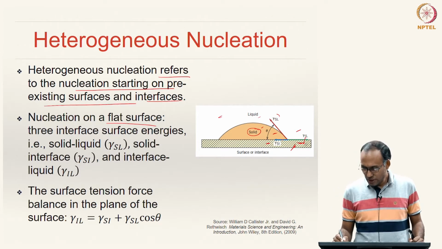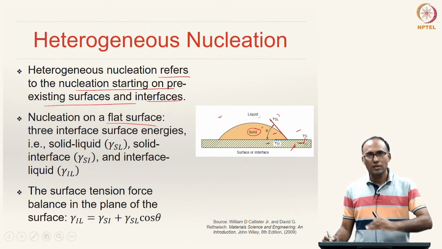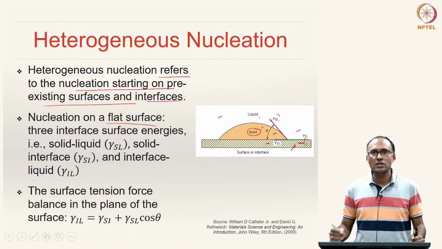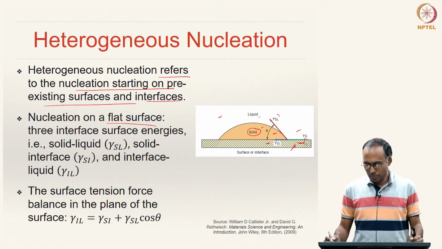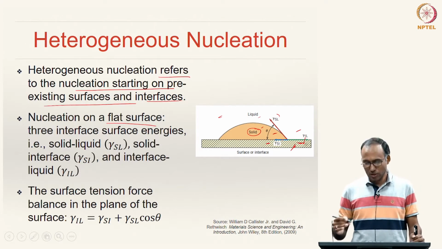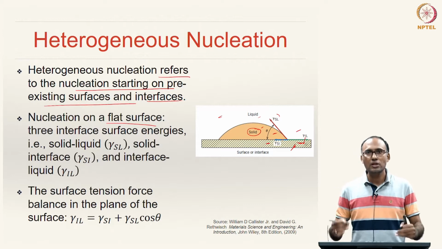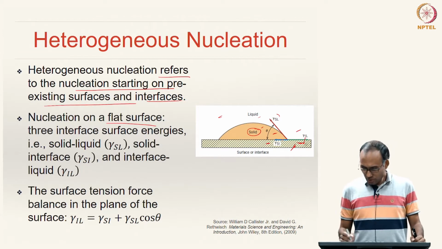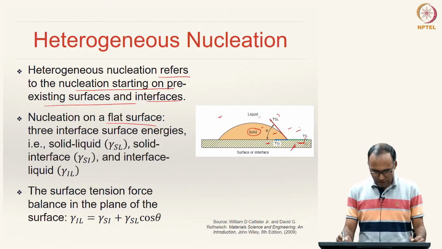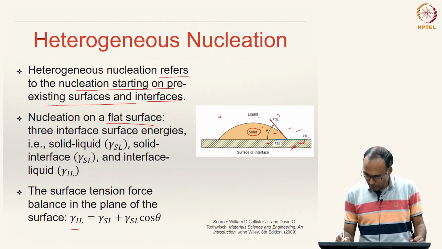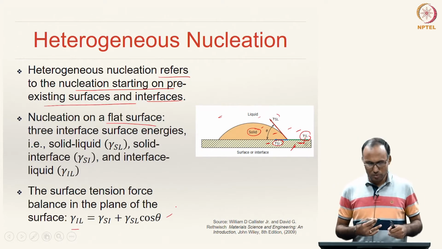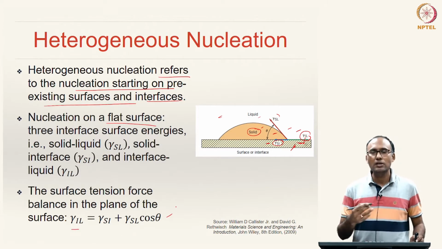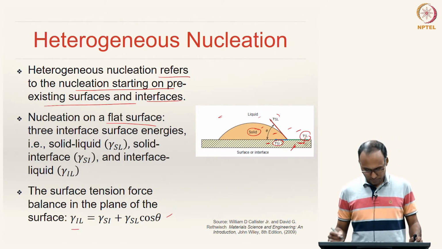So, gamma IL refers to the surface energy between the liquid phase and the surface on which the solidification is taking place, and gamma SI indicates the surface energy of the interface between the solid nucleus and the solid surface on which nucleation is taking place, right. So, now let us look at the force balance here. The surface tension force in the plane of the surface is given by gamma IL equals gamma SL cos theta plus gamma SI, right. This is something that one can use in order to write your expressions for delta G or in general.